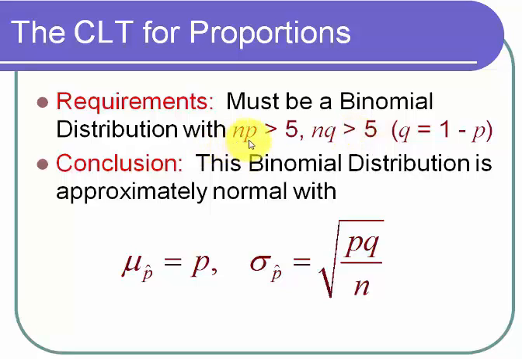Symbolically, we could say np is greater than 5, and nq is also greater than 5, where q is 1 minus p. Then if we have this, the binomial distribution is approximately normal, with mean mu sub p hat equals p, and standard error sigma sub p hat equals the square root of p times q divided by n. So let me show you how to use this.